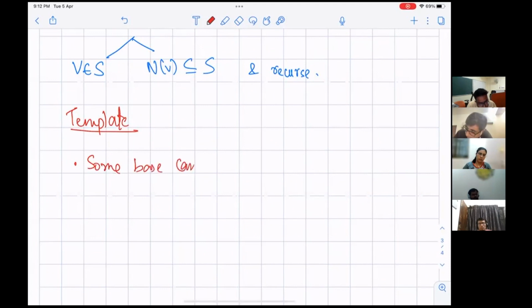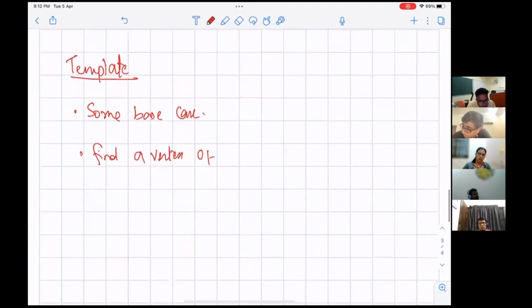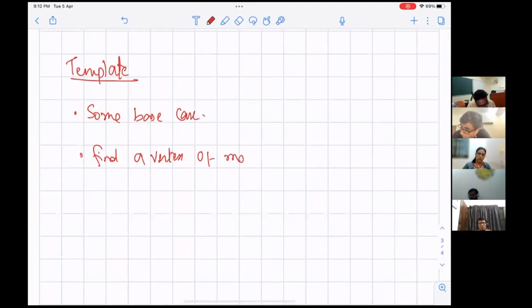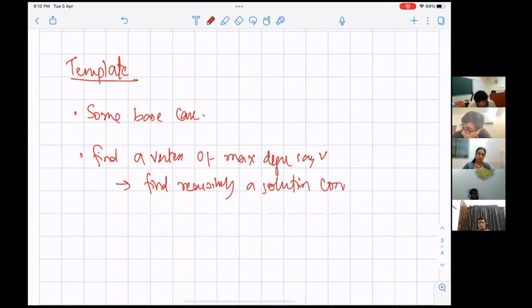Some base case: find a vertex of max degree, say V. Find recursively a solution containing V. In this branch, I delete V and set my parameter to k-1.